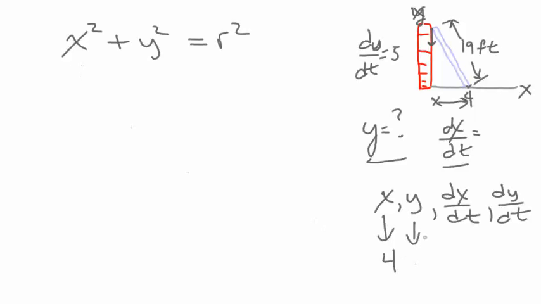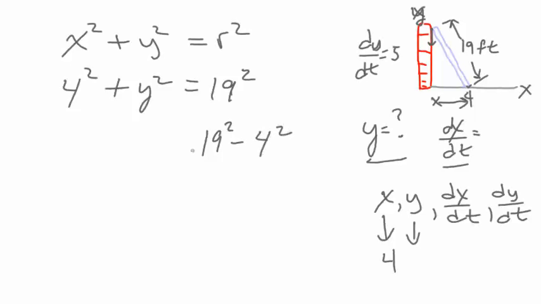So let's go over here and find out what y is. Okay, so x is 4 squared plus y squared is equal to, and then this is going to be 19 squared. All right, so let's go 19 squared minus 4 squared, square root all of that, and that will be our y.